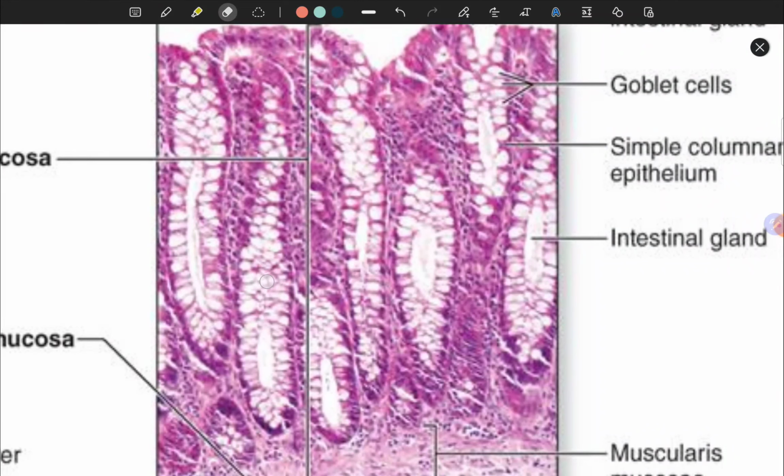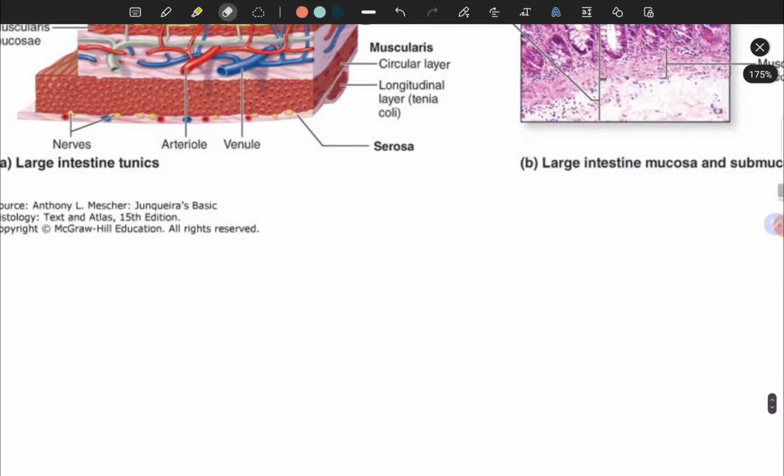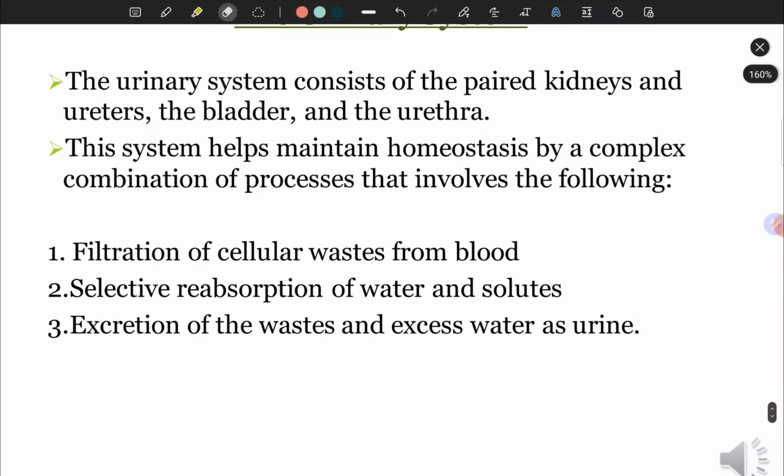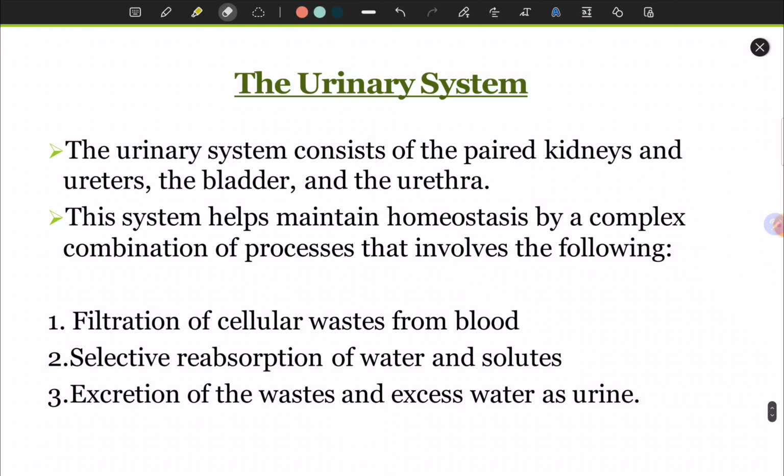The other types of cells will decrease in number at the expense of the goblet cells. So on the exam, if you have a slide for the small intestine and large intestine, you have to distinguish them depending on those criteria.